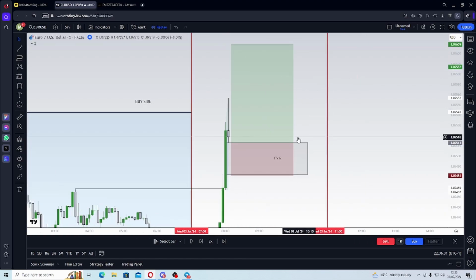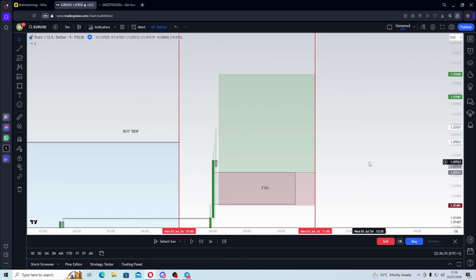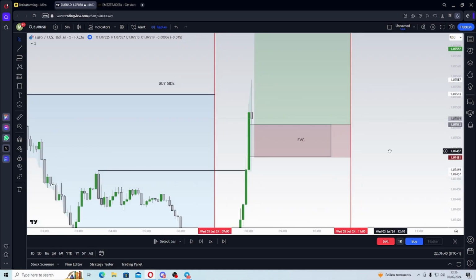You might think, oh, this strategy seems too good to be true, but this has such a high win rate that if you start using it, you will see how price goes in your favor every single time if you're using my exact method.